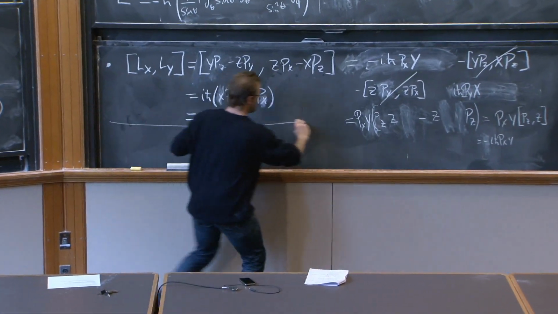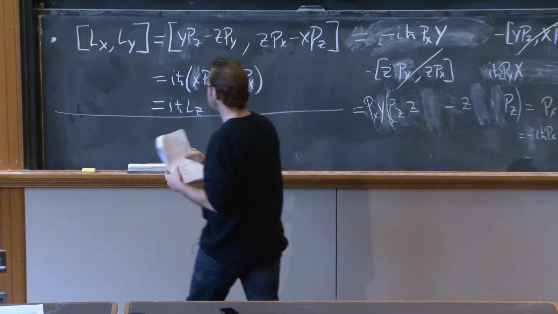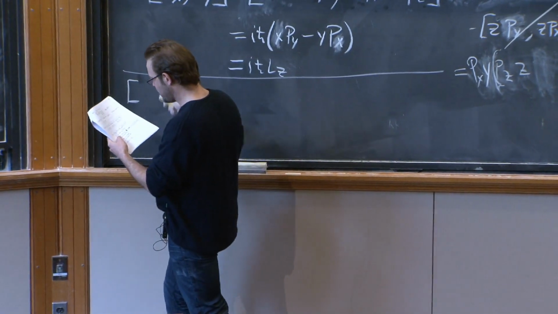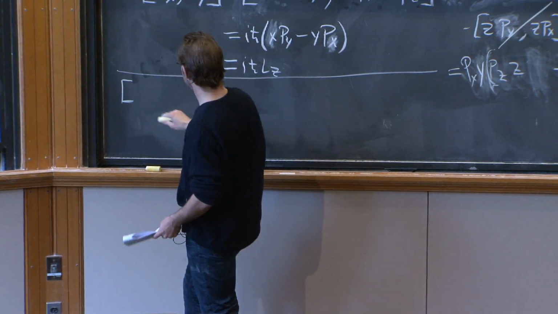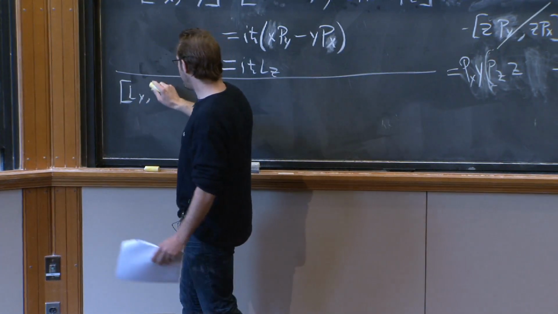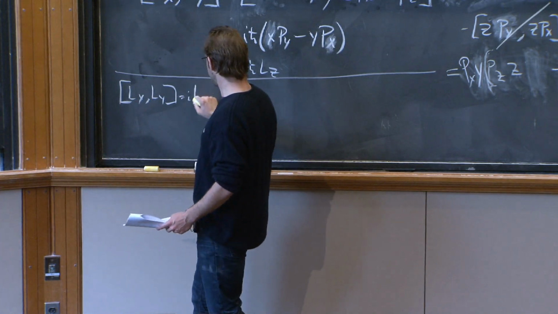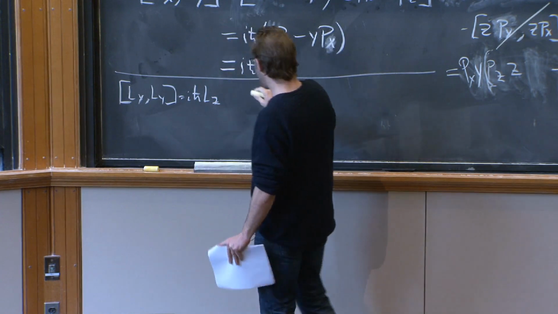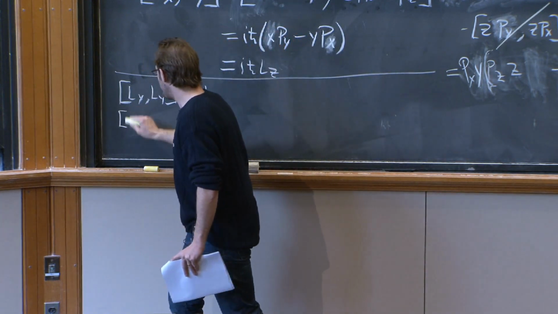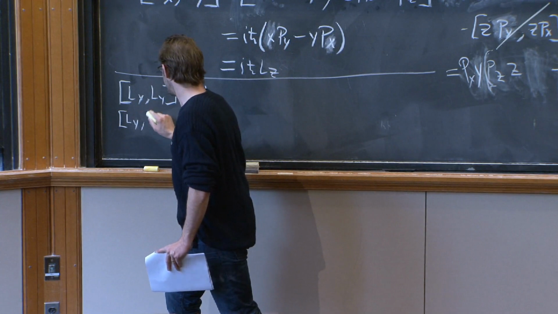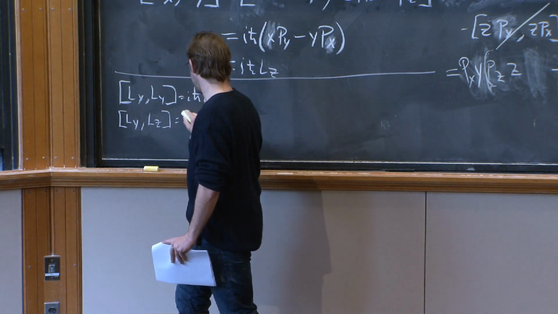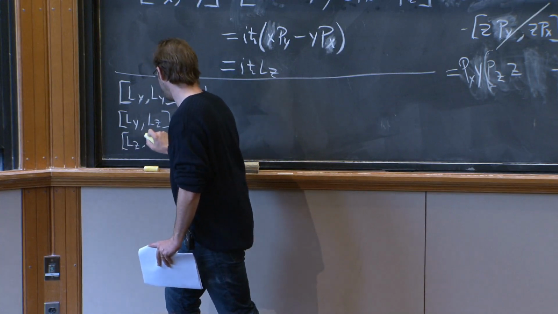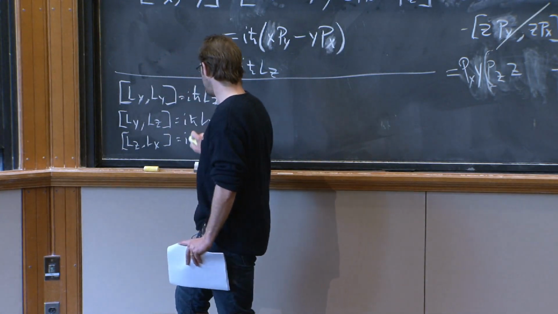And more generally, as you'll show on the problem set, you get the following commutators. Once you've done this once, you can do the rest very easily. Lx with Ly is i h bar Lz. And then the rest can be got from cyclic rotations. Ly with Lz is i h bar Lx, and Lz with Lx is i h bar Ly.